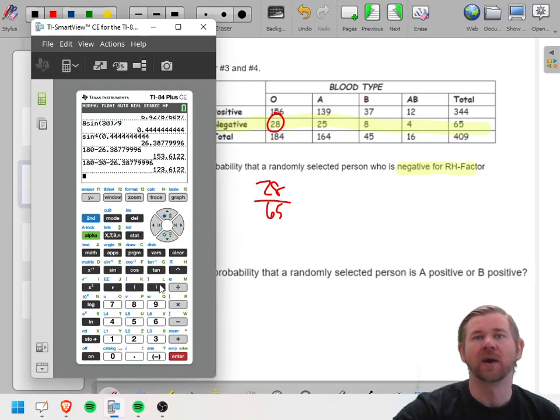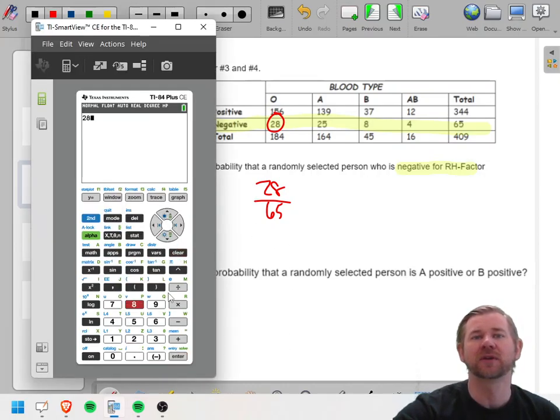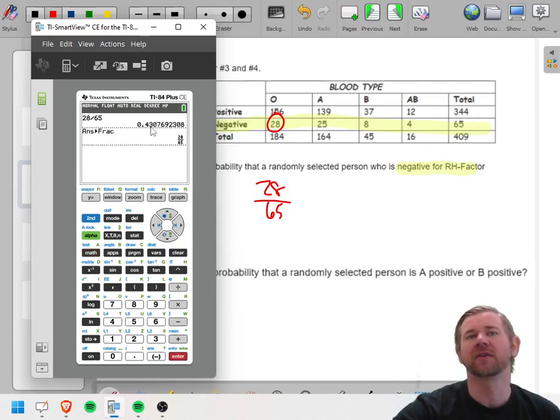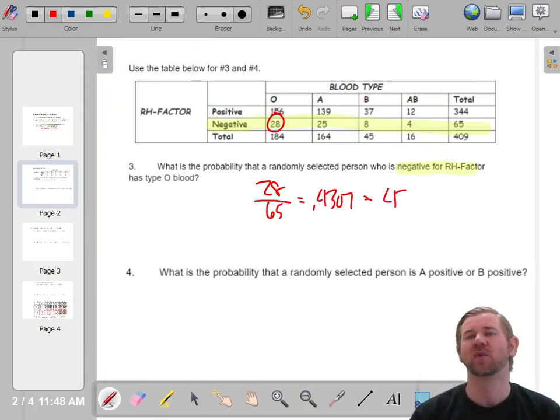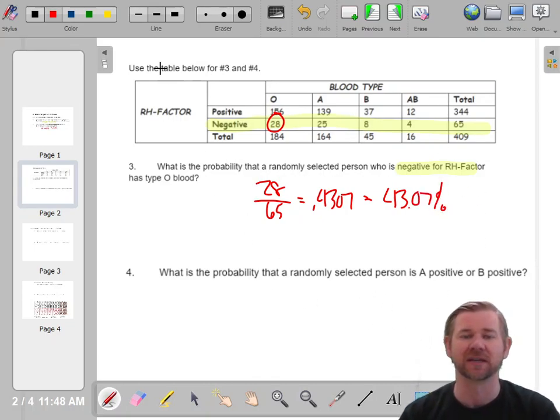Now, when you do probability, sometimes you can reduce the fractions, and I'm going to use my calculator to kind of cheat it. If I do math frac, this one doesn't reduce. The other option would be to leave it as a decimal, so you could say 0.4307, or as a percentage, 43.07%. It depends how many decimals they tell you to keep when you round.